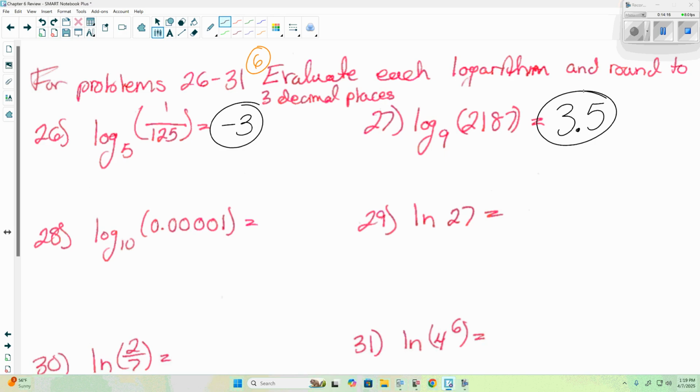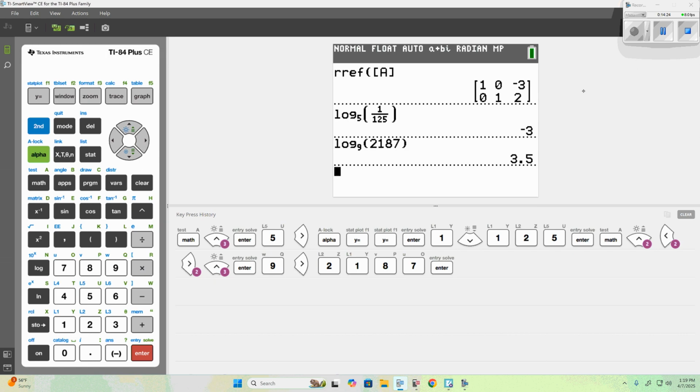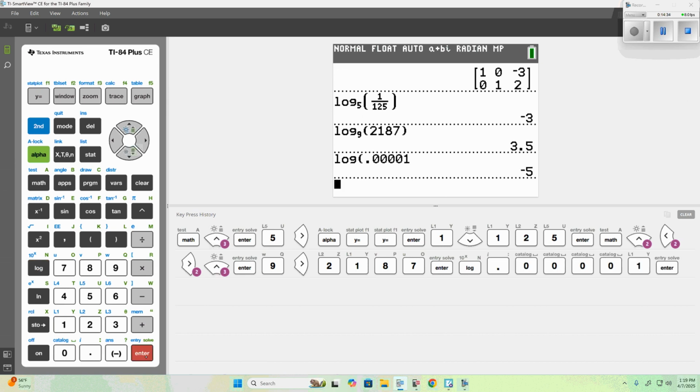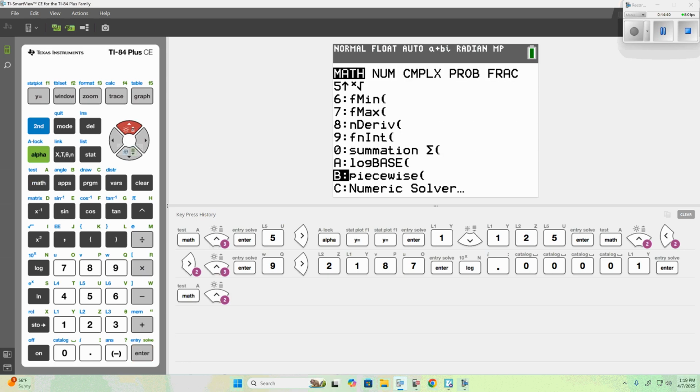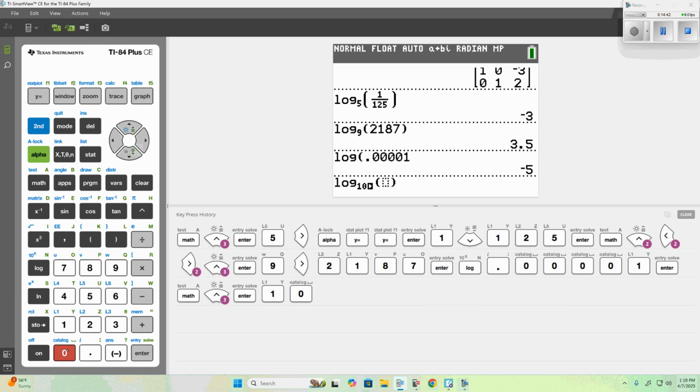All right, we're ready for 28. Log base 10 of 0.00001. Well, with common logs, the base is understood to be what? 10. So one way we could do this one is actually just hit log of 0.00001. Make it -5. Now say we didn't remember the fact that 10 is the common log.